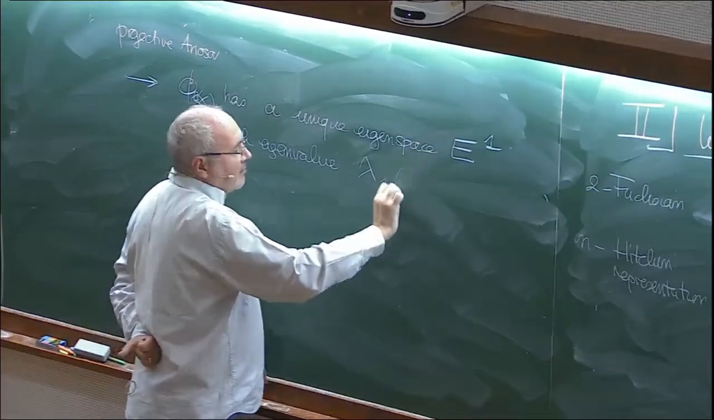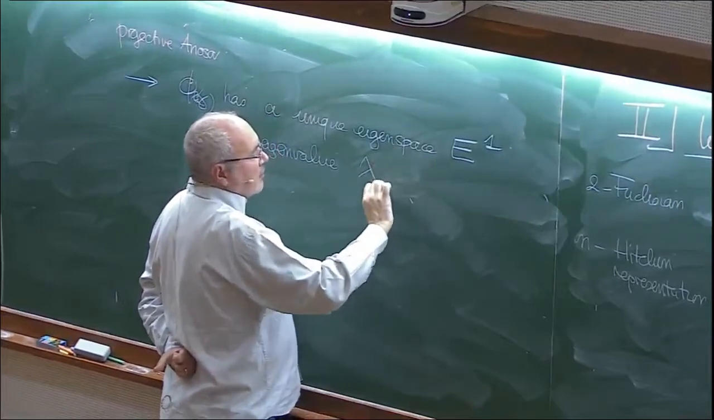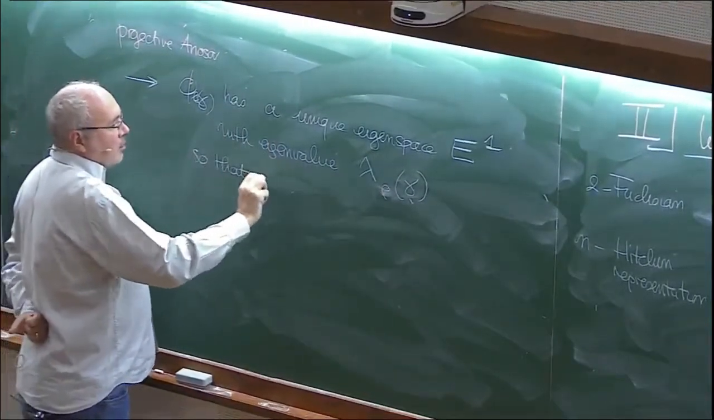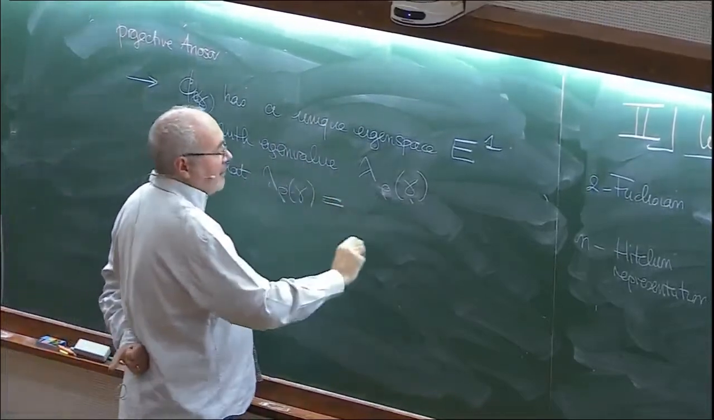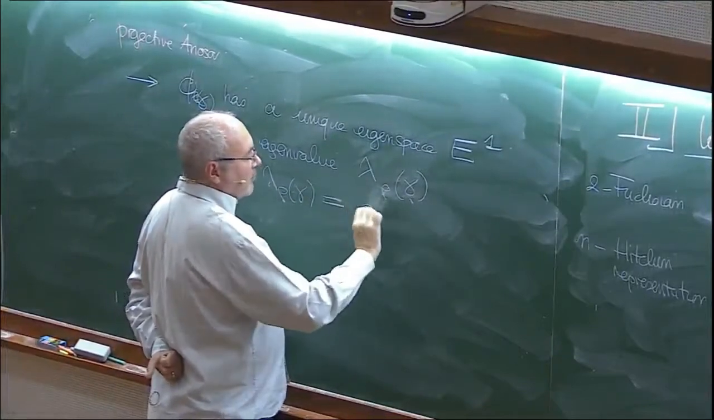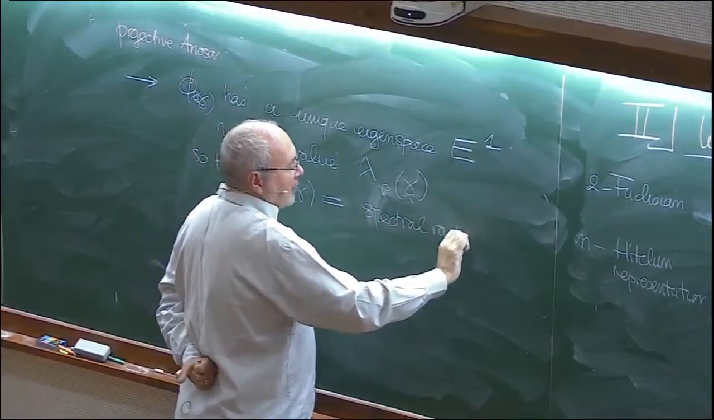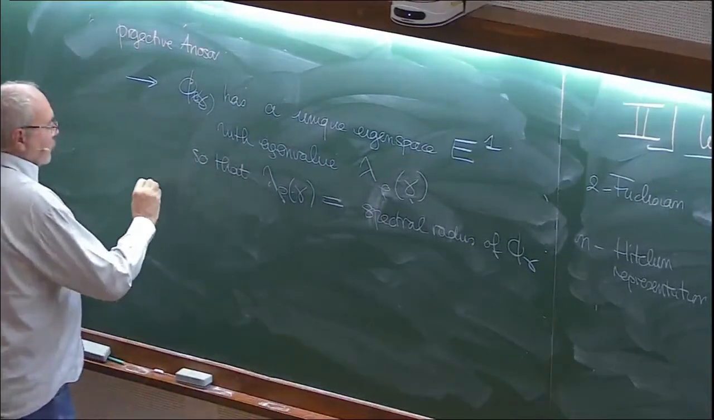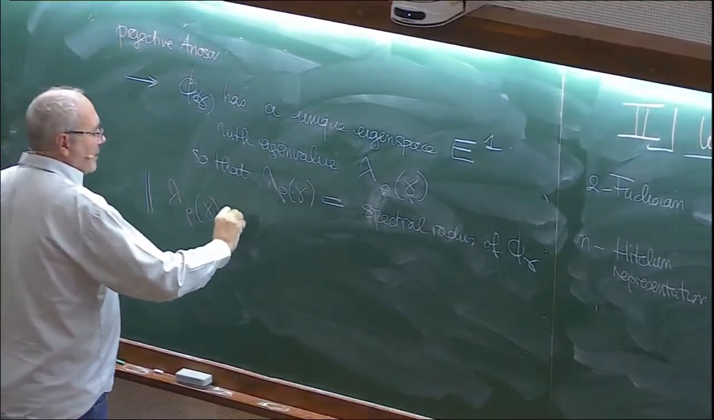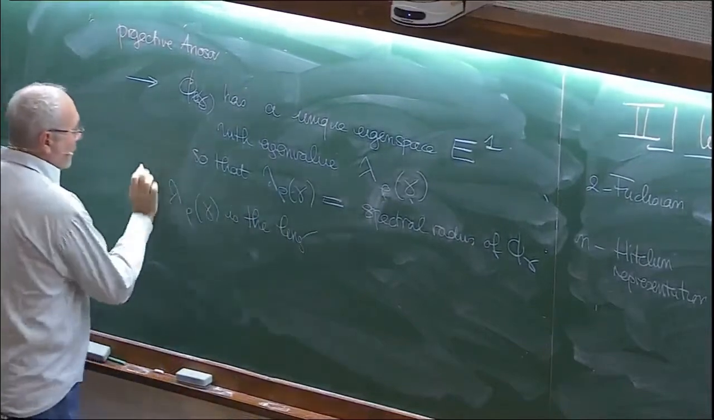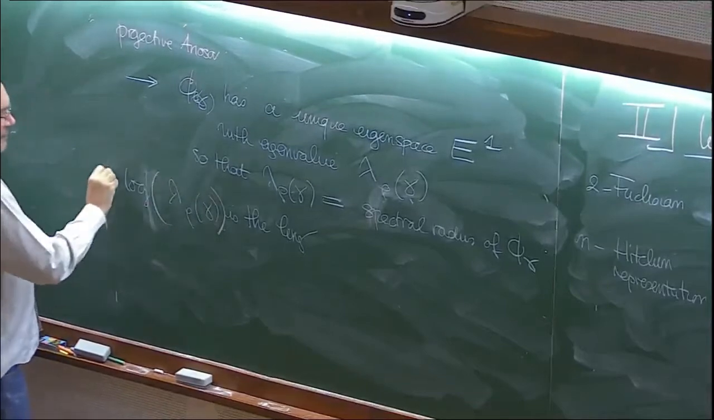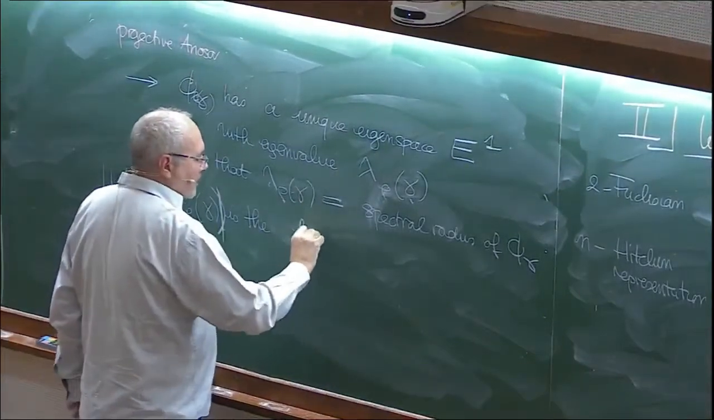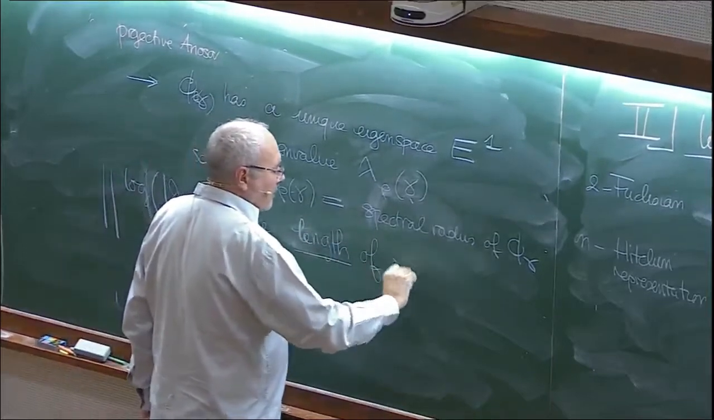With eigenvalue lambda rho of gamma. So that's a notation. Lambda rho of gamma is the spectral radius of phi of gamma, the maximal eigenvalue of phi of gamma. And I want to call that the length. So the definition: the log of that, with an absolute value to make life easier, is the length of gamma with respect to rho.